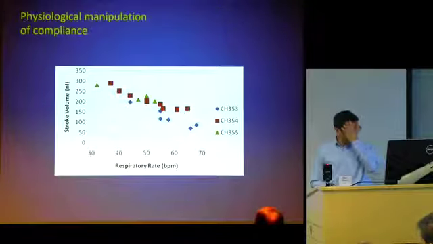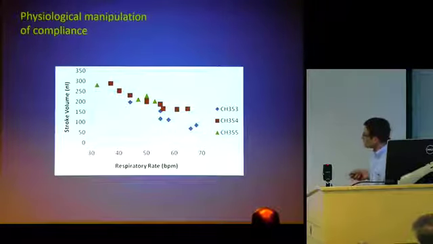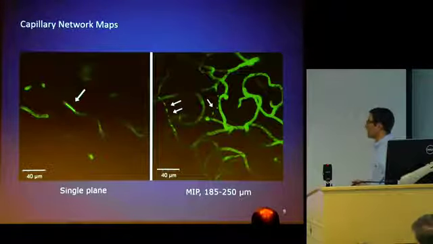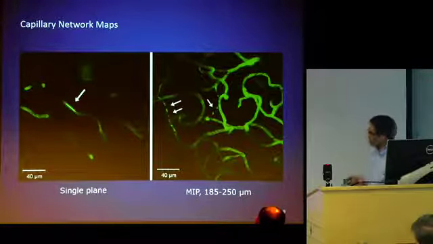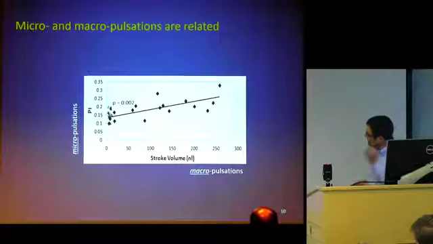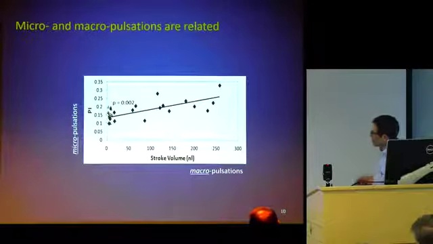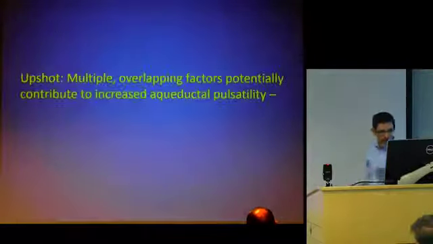Just relating to two of these, we've shown physiologically that simply by changing the respiratory rate, and therefore changing the hypercapnia, you can change stroke volume. Again, it's not really a fundamental change pathologically. We did some work using two-photon microscopy where we were able to measure capillary pulsatility in a rat model of hydrocephalus, and we were able to show that there is, in fact, a relationship between macropulsations, stroke volume in the aqueduct, and micropulsations, pulsatility at the micro level in the capillaries.